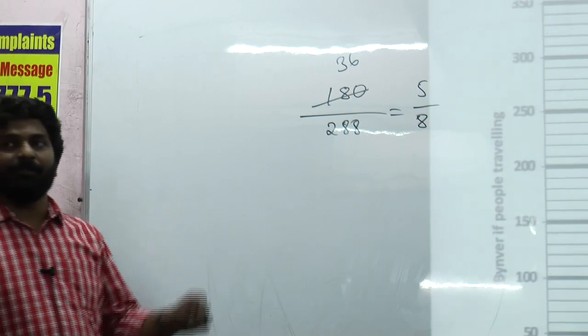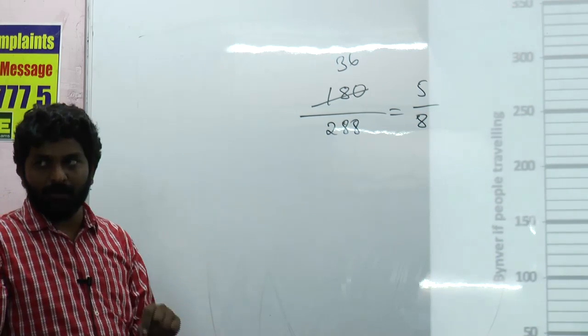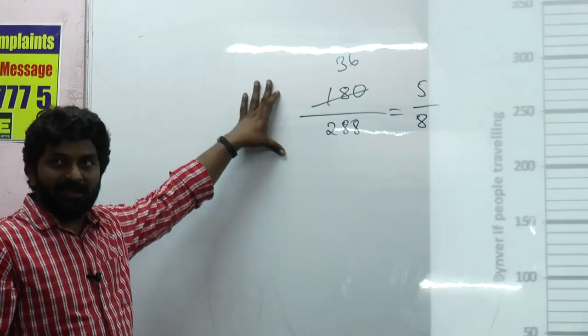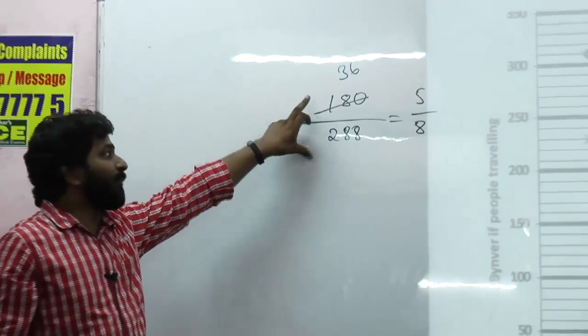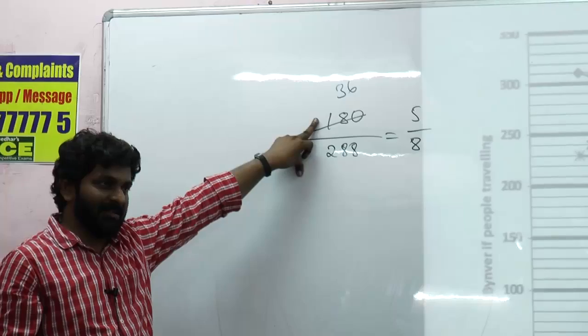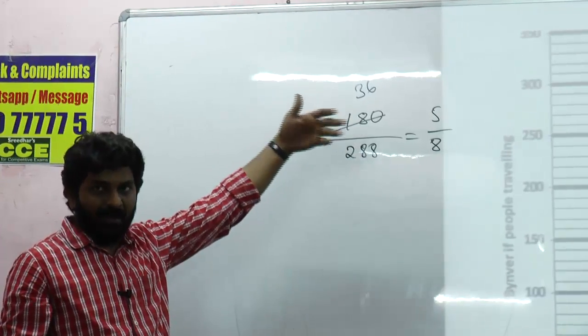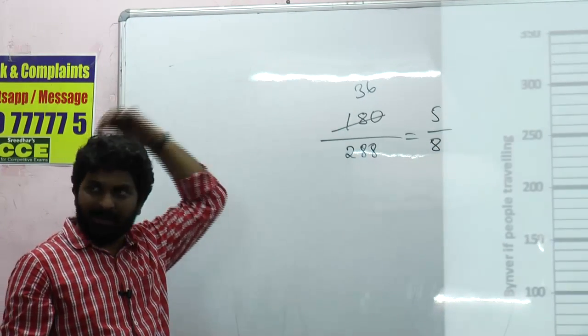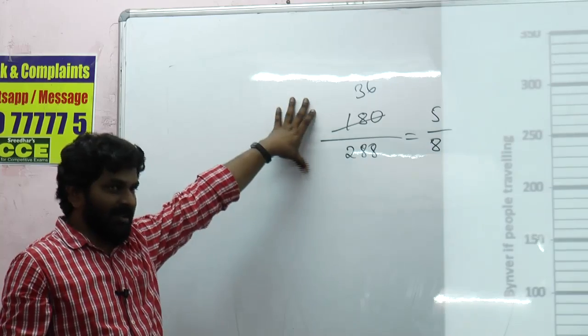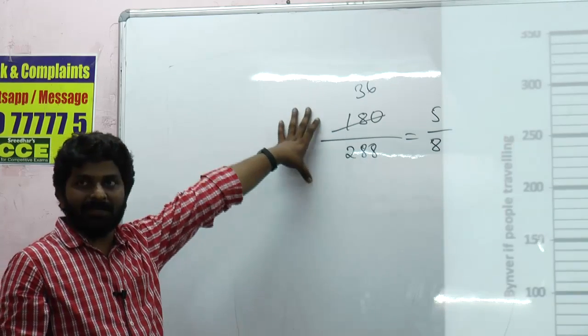See, without verifying options, if at all you want to go for cancellation, I think you never start with 36, cancellation with 36. Probably you will try with either 9 or 4 or 3 or 2, some other number, but not 36. There is logic here.